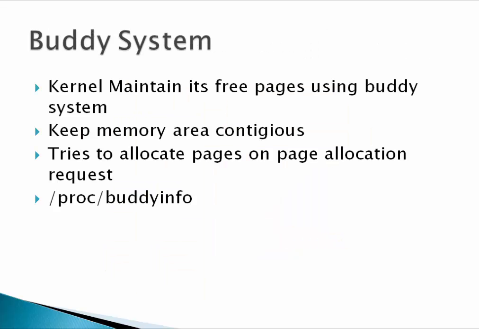So let's discuss something about your buddy system. The kernel maintains the free pages with the help of something called a buddy list, or buddy system. One of the most important tasks it does is to maintain the free pages as well as to make the memory area contiguous. This helps to prevent memory fragmentation, because if the pages are scattered, it is really difficult to allocate a large portion of pages. So what the buddy system does is maintain free pages and try to allocate pages for a page allocation request.